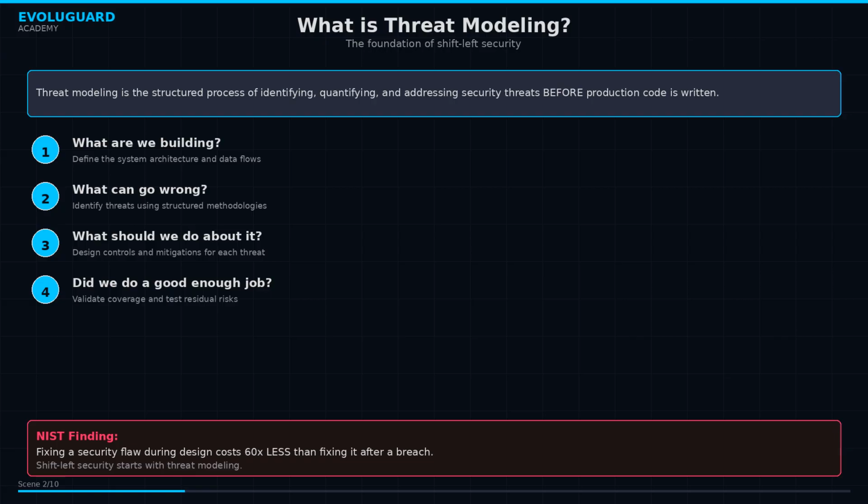Here is why this matters in software development. According to NIST and industry studies, fixing a security flaw during the design phase costs approximately 60 times less than fixing that same flaw in production after a breach. 60 times less. This is why threat modeling belongs at the very start of your software development lifecycle, not as a compliance checkbox 3 weeks before release. Shift-left security starts with threat modeling.